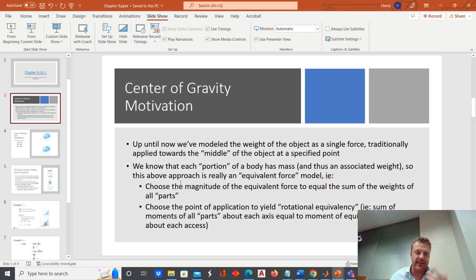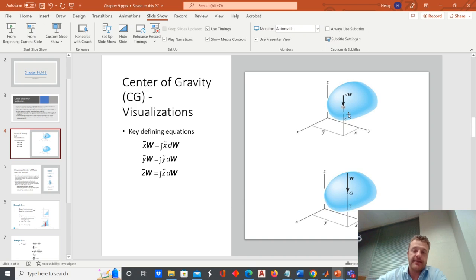Now, that's really hard to understand when I'm saying it in words, but let's look at a diagram on the next slide and it'll make a little more sense. Say you had some body, as shown here in blue, and you were to chunk it up into all these little infinitesimal chunks. Each of them would have some weight, call it dW. Now you could represent the weight of this object as the sum, or the combination, of all those small weights.